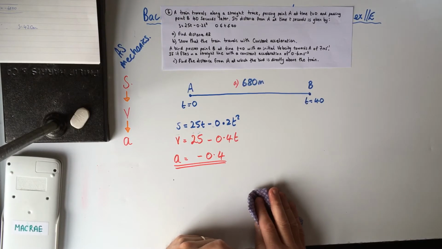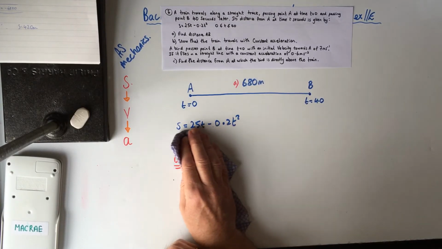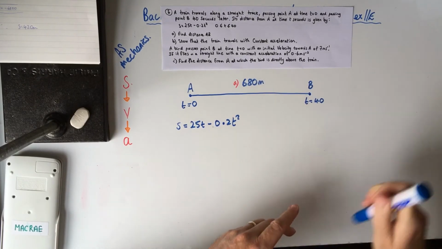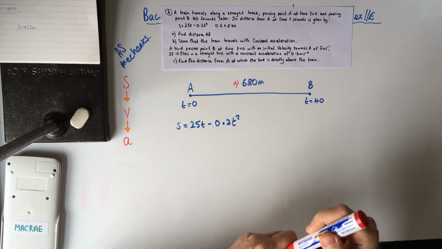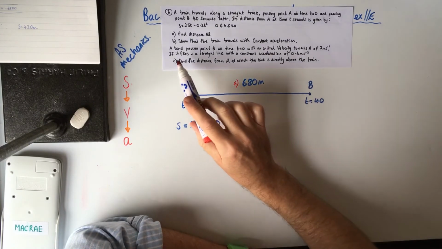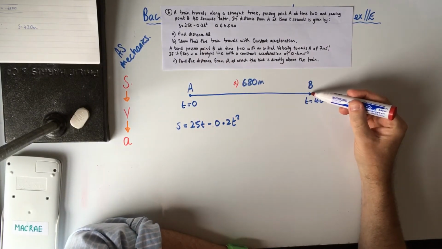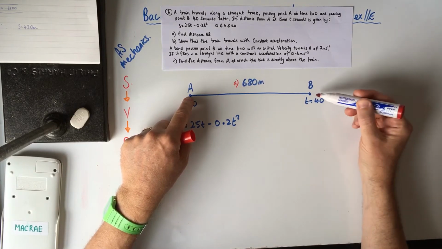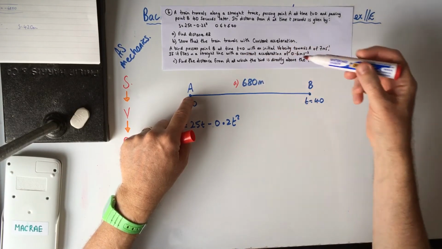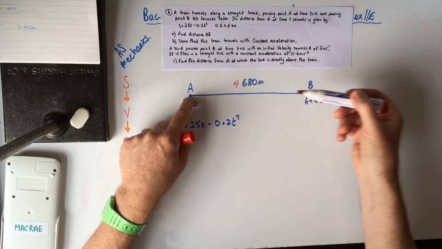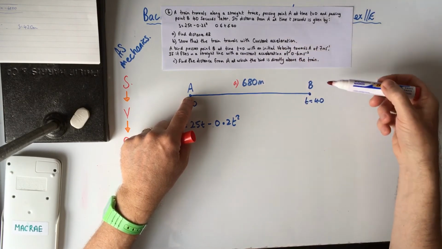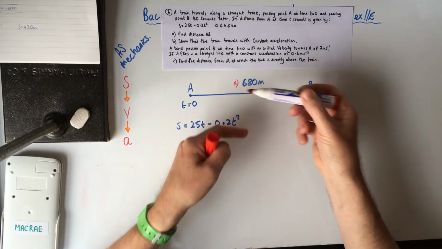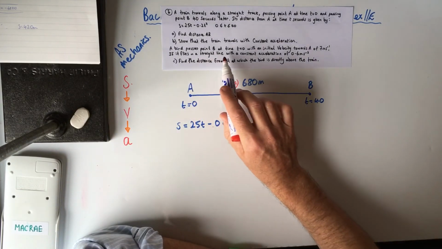And the second bit is the fun bit. This is the thinking bit. A bird passes point B at t equals 0. So when the train is here, a bird is flying here, in a straight line in that direction. I might have paraphrased a little bit, but that's what's happening. The train is travelling in that direction, and the bird is flying in that direction.